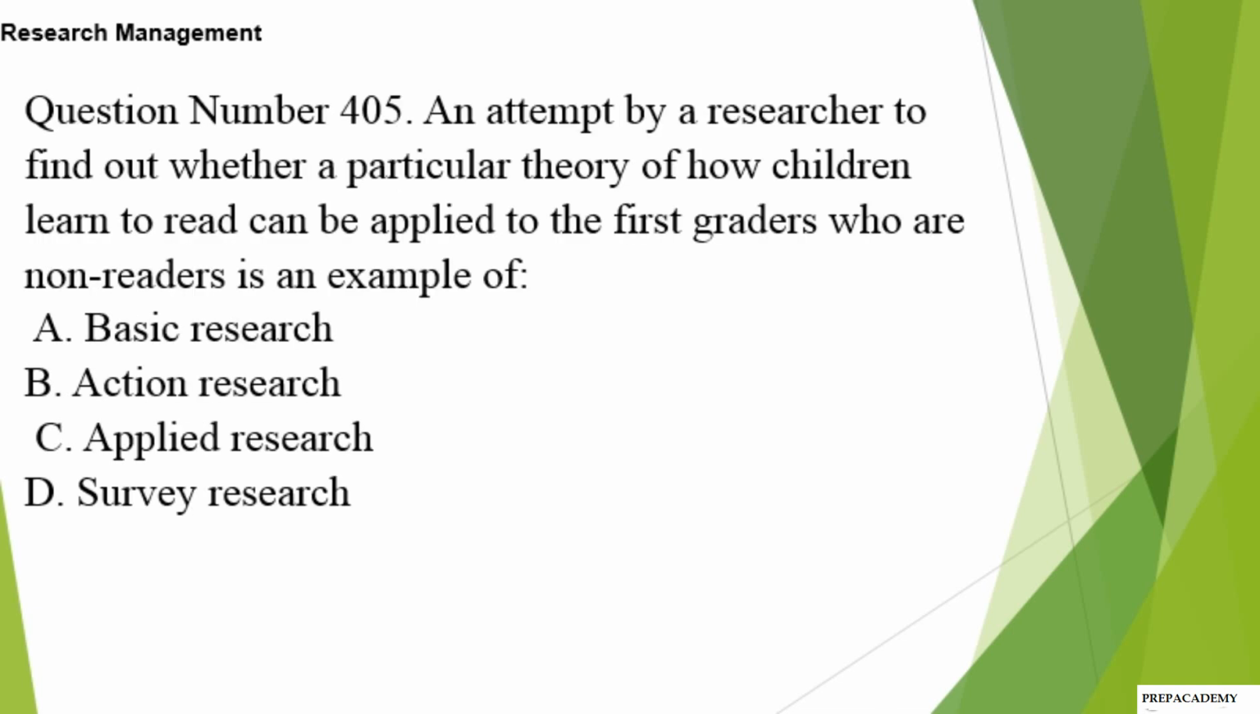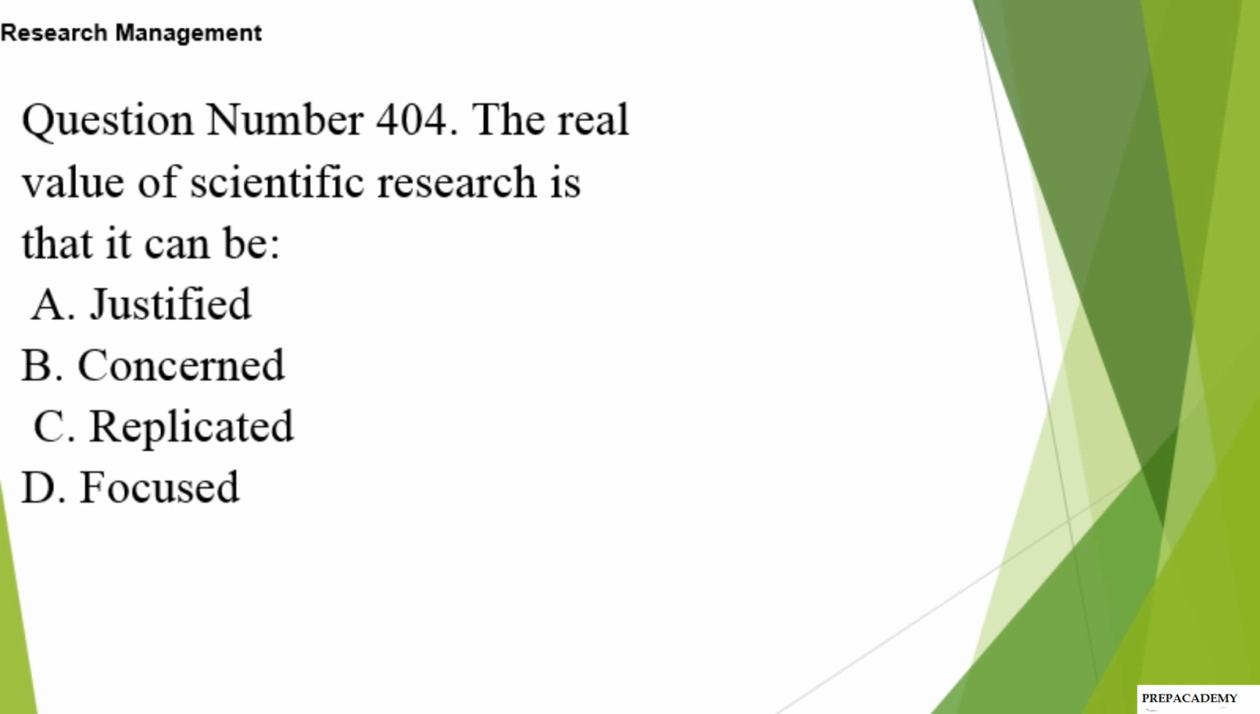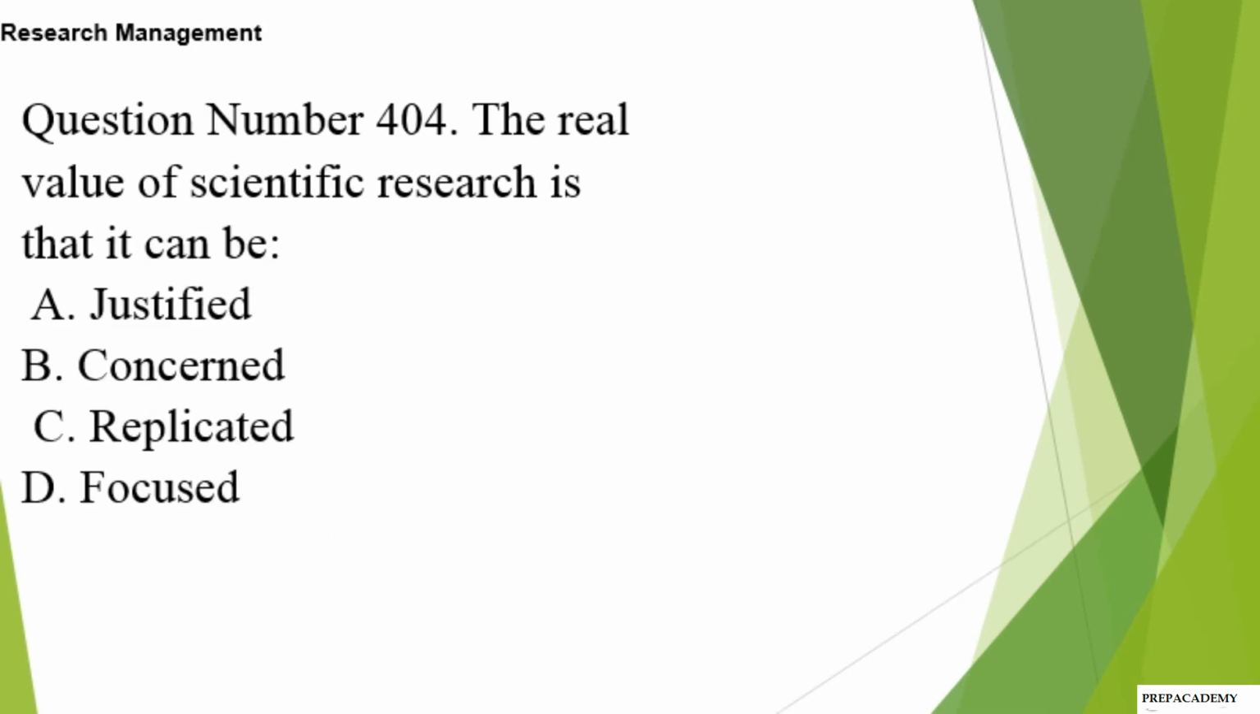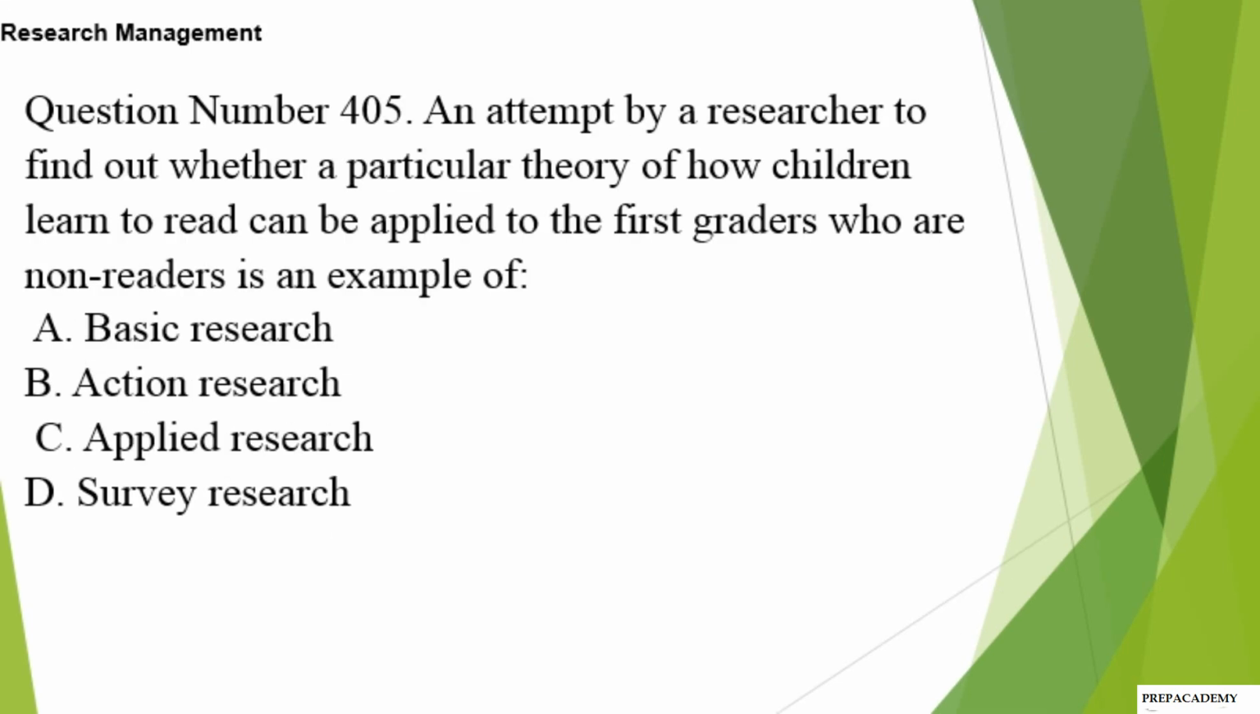Replicated. Question number 405. An attempt by a researcher to find out whether a particular theory of how children learn to read can be applied to the first graders who are non-readers is an example of A. Basic research. B. Action research. C. Applied research. D. Survey research. The correct answer is option C. Applied research.